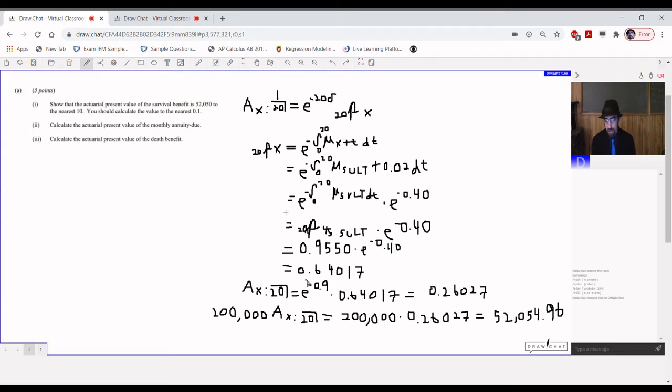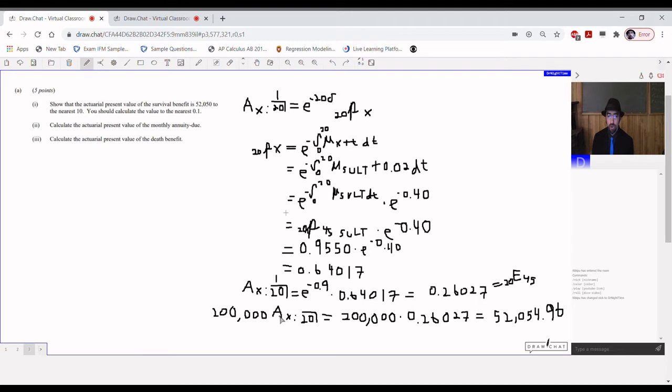Multiply that by the time discount, and we get 0.64017. The survival benefit is going to be e to the negative 0.9, that is 20 years' worth of time discount, times 0.64017, which ends up being 0.26027, which I also annotate here. This is going to be 20E45. And that's a number that's going to come up a bit in later parts of the problem, so we're going to be using that.